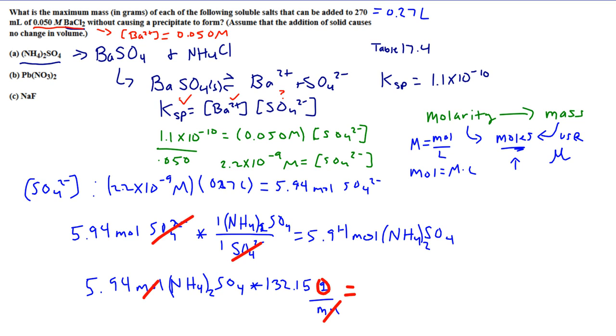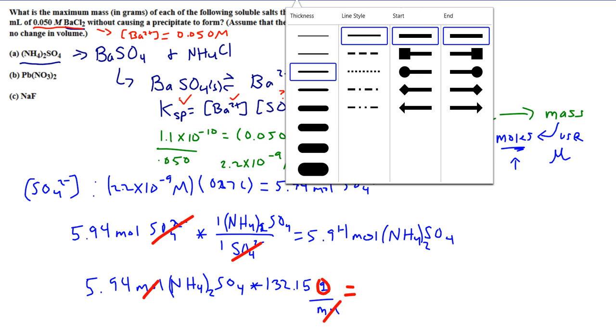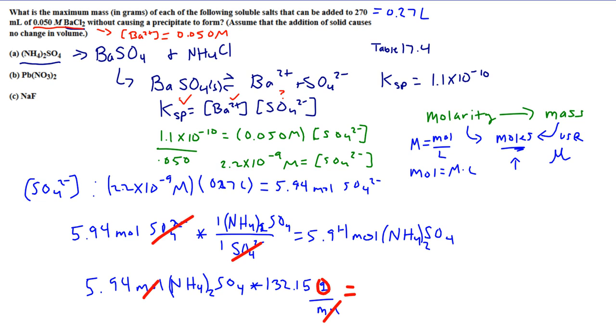Oh, I lost my power. 5.94, that should have had times 10 to the negative 10. I'll fix that in the editing so you don't get this far thinking I really don't know what I'm doing.